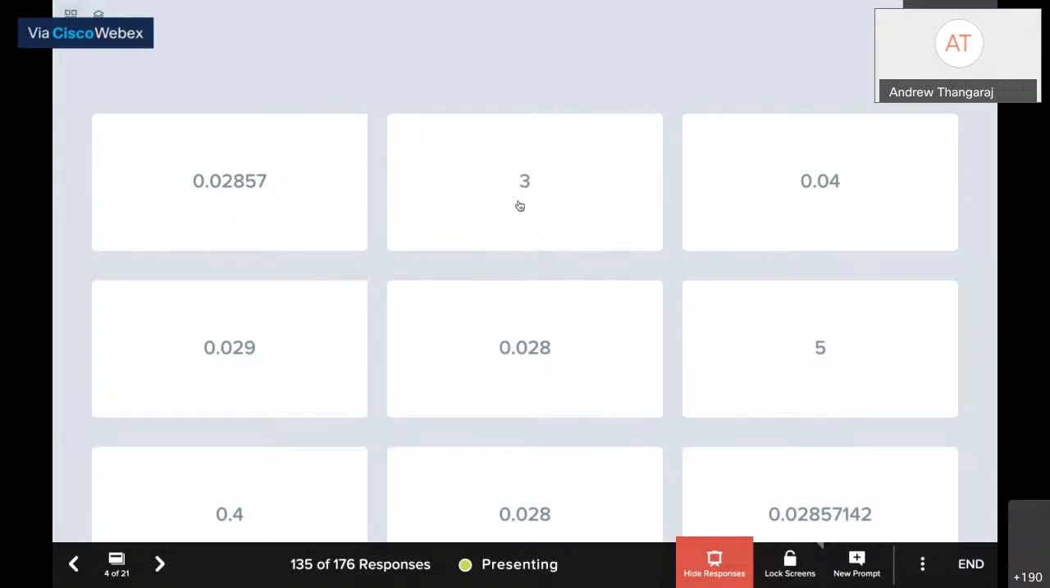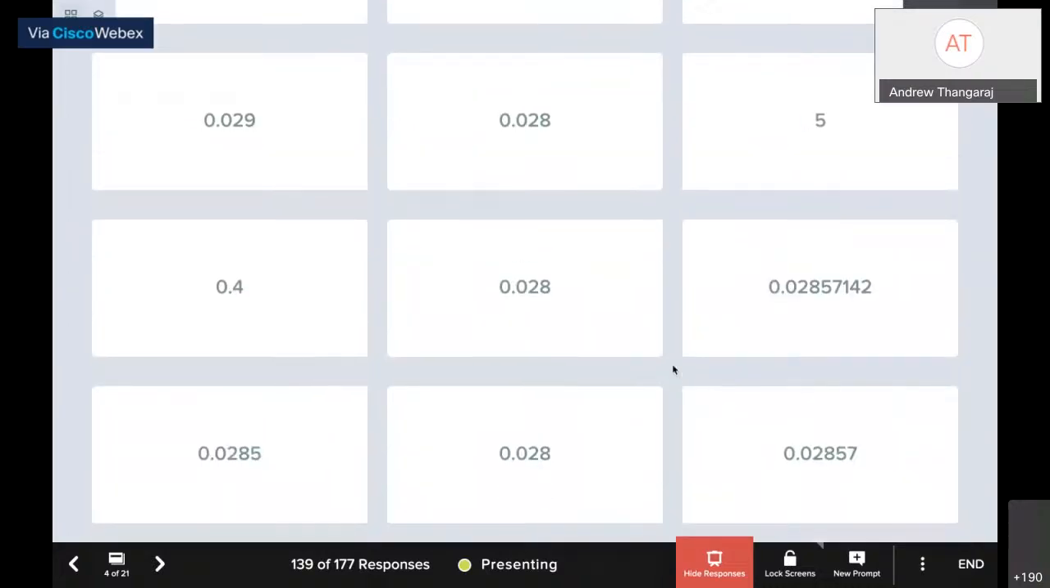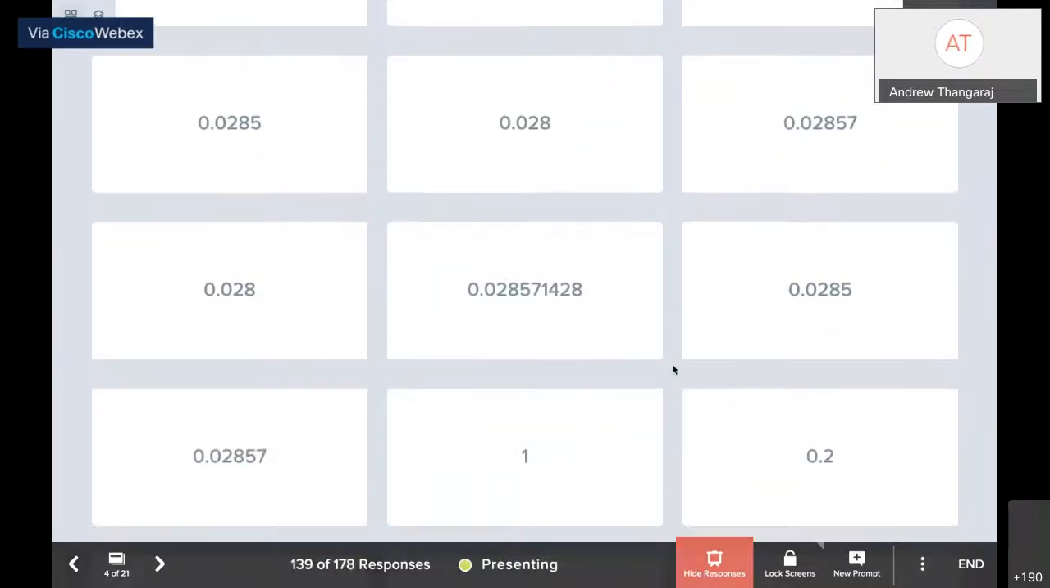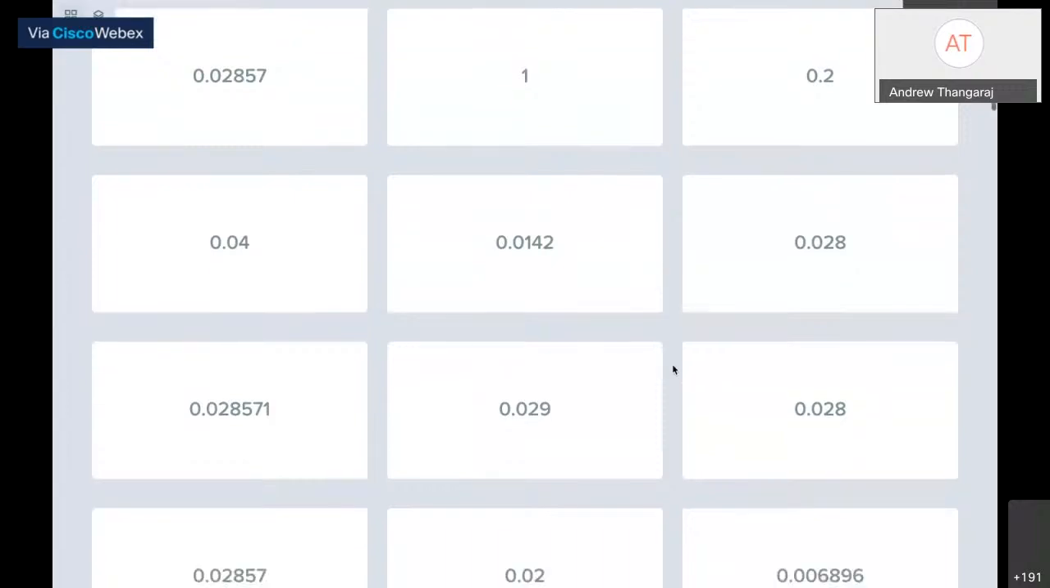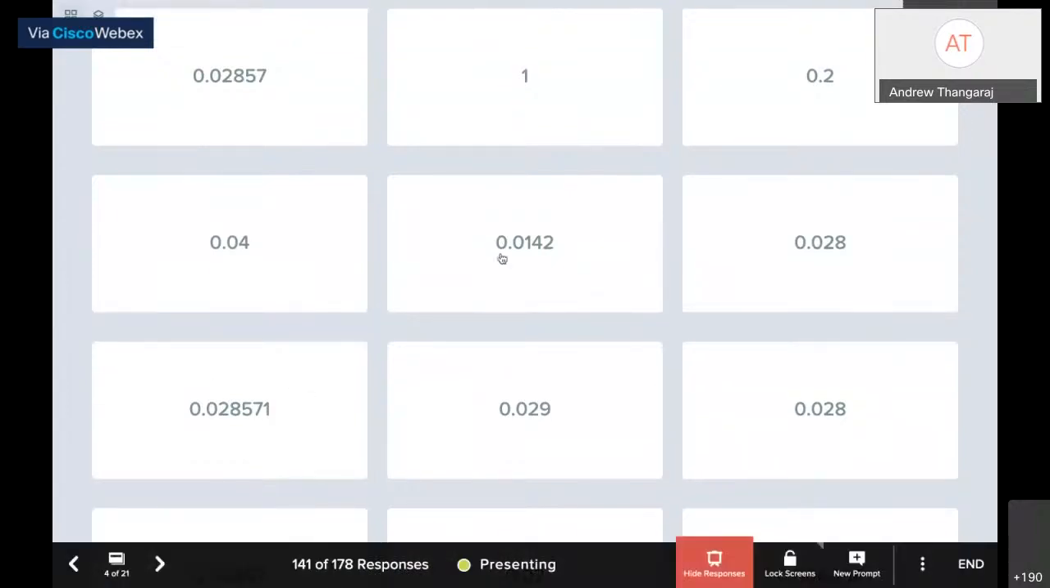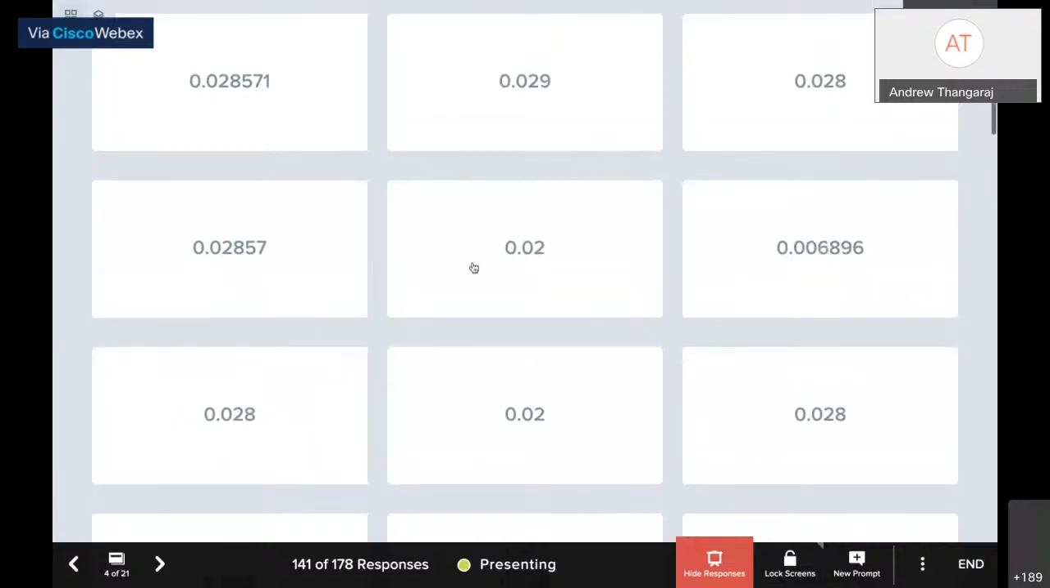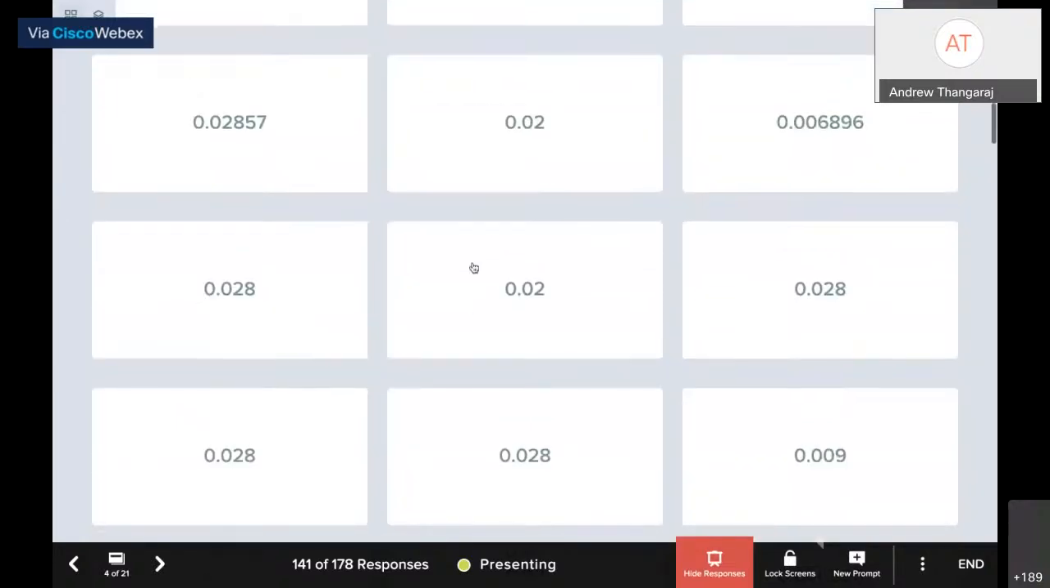So you have 0.02857. It's like the answer, but you see these answers like 3 and 5. These cannot be right. I mean, this is a probability. Probability has to be between 0 and 1, and you cannot have 3 and 5 as the answer. There's 0.028, and there's also 0.0142. It seems like half of that, but 0.028 seems like a very popular answer.